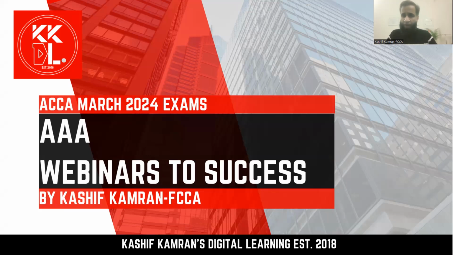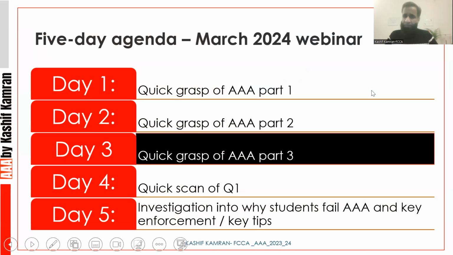Now, just before I start the proceedings for day 3, let's have a quick look at what we have done inside the previous 2 days and what is the agenda of day 3. In the previous 2 days, I have focused on a quick grasp of AAA Part 1 and Part 2. We looked at syllabus areas A, B, C on day 1, syllabus areas D and E on day 2, and today we are looking at syllabus area F, the final one, in terms of the quick grasp of AAA Part 3. We have more to come tomorrow and the day after tomorrow for day 4 and day 5.